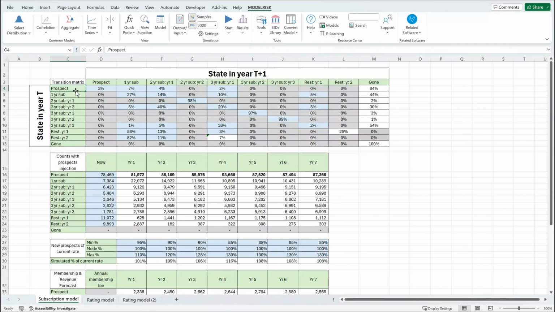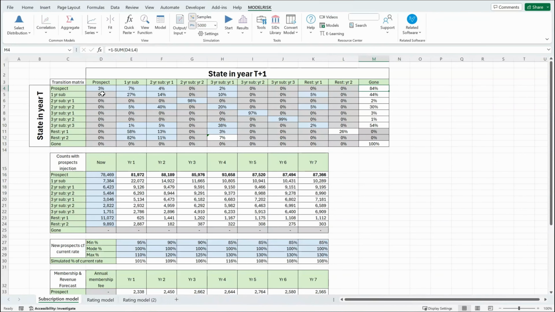So here we have the prospect, 3% chance that they remain a prospect. In other words, they haven't decided to join the gym this year, but maybe they will next year. 7% take a 1 year subscription. 4% take a 2 year subscription, in which case they're in the first year, they can't be in the second year. 2% take a 3 year subscription, in which again, they can be in the first year, not the second or third, etc. And 84% are gone. Now, the 84% is 1 minus the sum of all of the other probabilities, because it must add up to 100%.